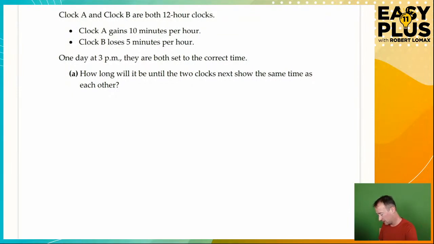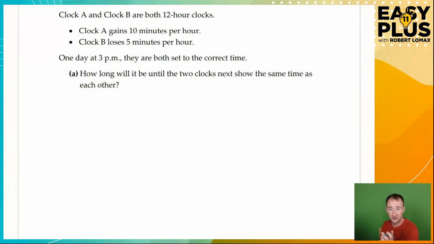So for example, at 12 o'clock, if you start the clock accurately at 12 o'clock, it'll say 12 o'clock. But when it should be 1 o'clock, the clock will actually be saying 10 past 1 because it's 10 minutes fast. Each hour, 10 minutes fast means it gains 10 minutes per hour.